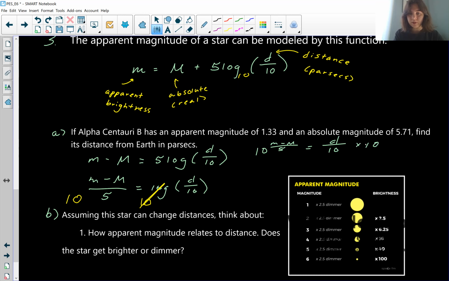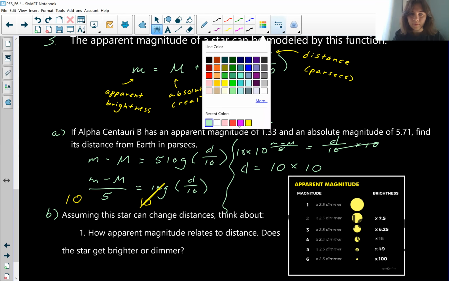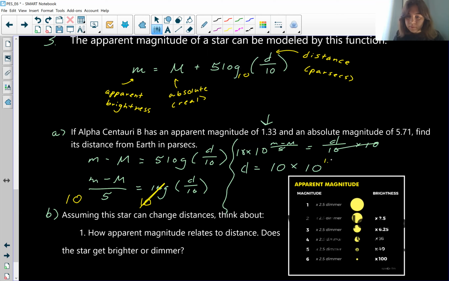So pretty easy from here. We're just going to multiply by 10 on both sides. And that will isolate D. And then we can plug in what we have. So D equals 10 times 10 to the power of, little m is going to be 1.33. We'll do that in yellow. And then they told us big M is 5.71, absolute magnitude. And that is all divided by 5.